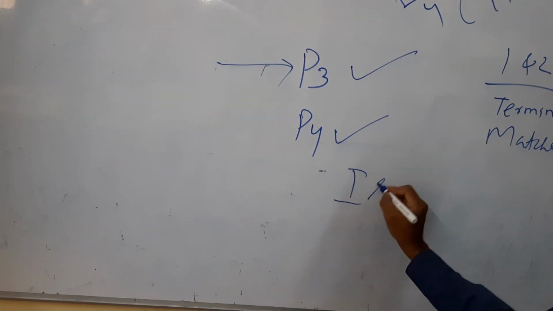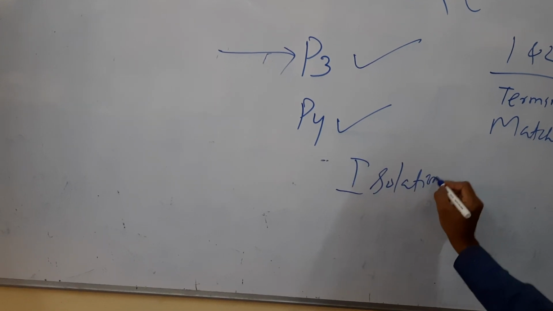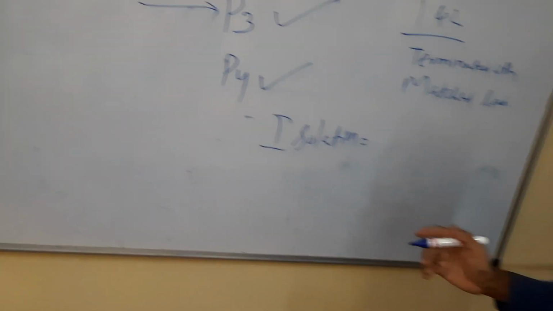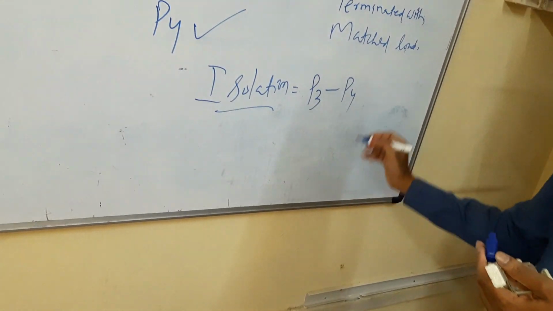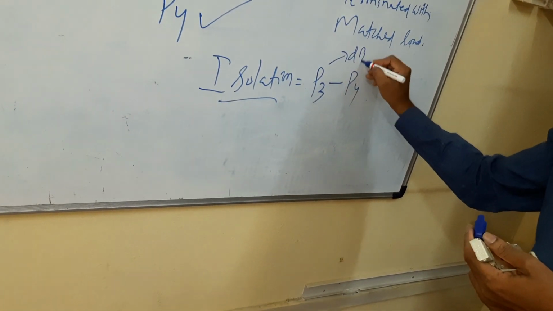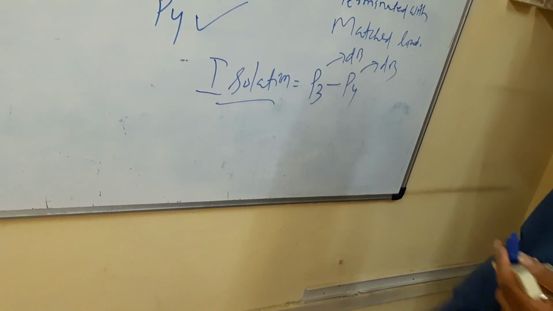So isolation is, I told you P3 and P4 are isolated ports. That means P3 minus P4 will give me the isolation. This is in dB. This is also in dB. This is called the isolation.